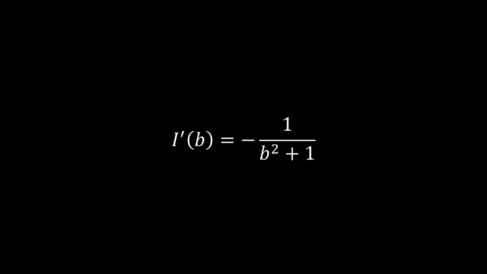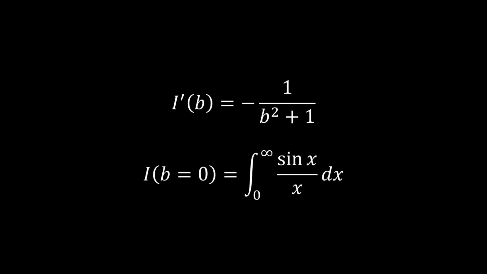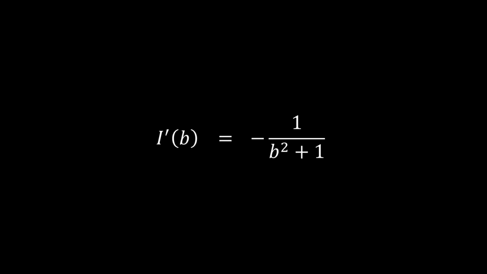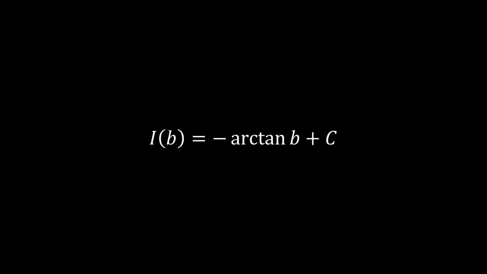At this point, it's important to not lose sight of the original objective. So far, we have formulated the problem such that the integral I, when b is equal to 0, is the value of the integral we are trying to solve. And as for now, we don't have an expression for I of b, we only have an expression for I prime of b. So we could simply integrate I prime of b with respect to b, producing an expression for I of b. On the right-hand side, we should fairly easily recognize the antiderivative of -1 over b squared plus 1, which is simply negative arctangent of b plus c.